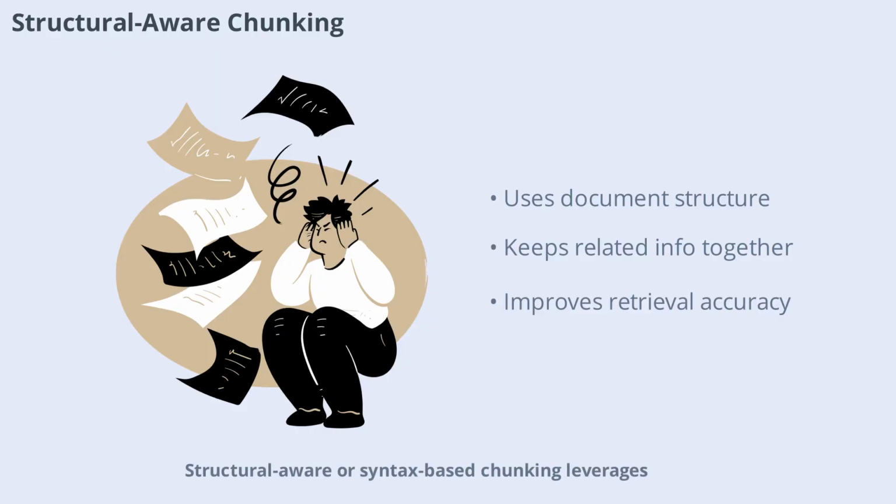Structural-aware or syntax-based chunking leverages the native layout of documents, such as Markdown headers, HTML tags, or JSON keys, to split data at logical section transitions. This method ensures that related information like a subheading and its bullet points stay together in the same vector node. For example, when parsing technical documentation, this approach prevents instructions from being separated from their titles, maintaining the integrity of the information.